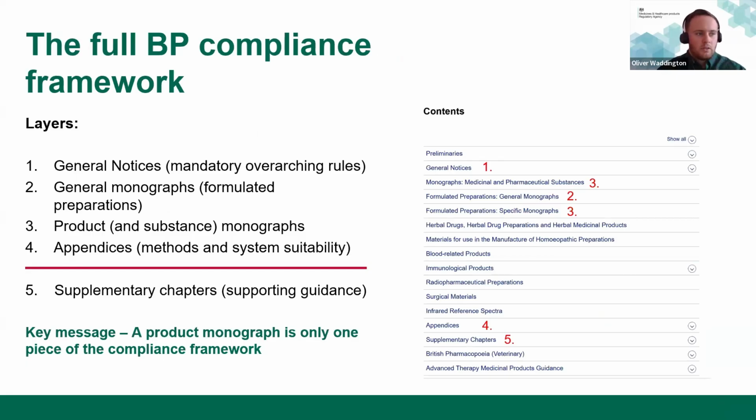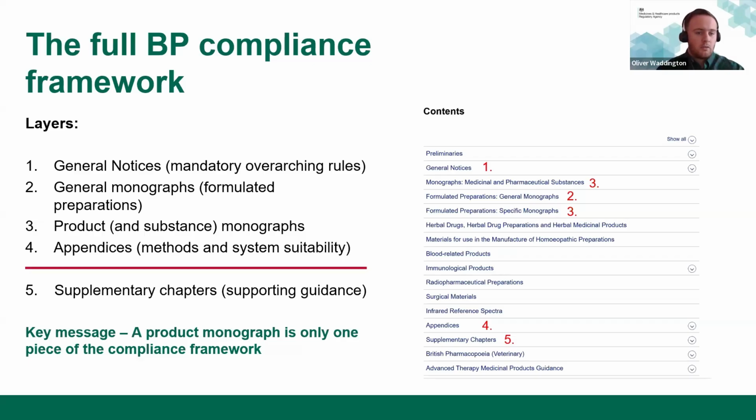So to start with the big picture, if you look at the full BP compliance framework, and you think of it as a set of layers, then at the top you've got your general notices. And so these are the mandatory overarching rules that govern the entire pharmacopoeia. And so they're really critical for compliance with the BP. And then below that, you've got your general monographs. So these are your formulated preparations. This will include things like your tablets, capsules, oral liquids, and so on. And then below that, you've got your product or your drug substance monographs. So this is probably where you spend most of the time within the BP. So this will include finished products, API and excipient monographs.